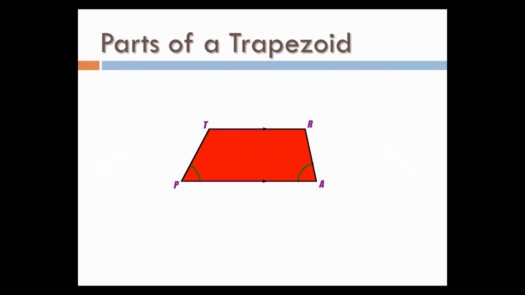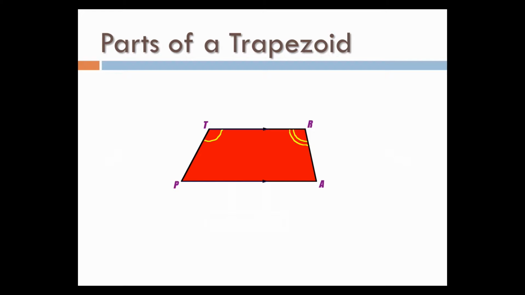This is a mistake on my part. I did not intend for these to be marked congruent. They're just two angles. Those angles are called the base angles. The base angles are a pair. Those two are the base angles because they're attached to the same base. So PA is a base, therefore angle P and angle A are base angles.